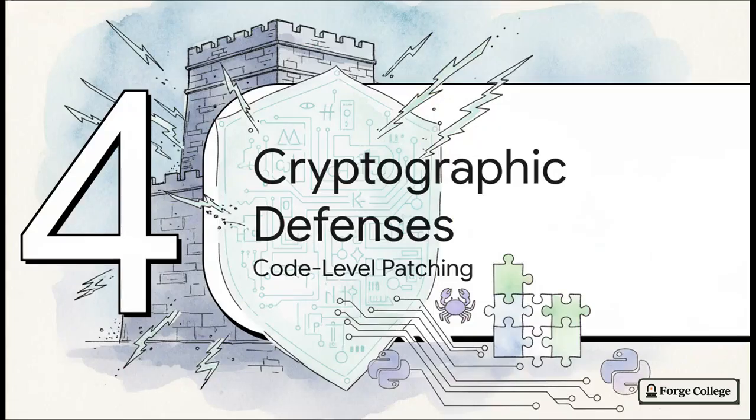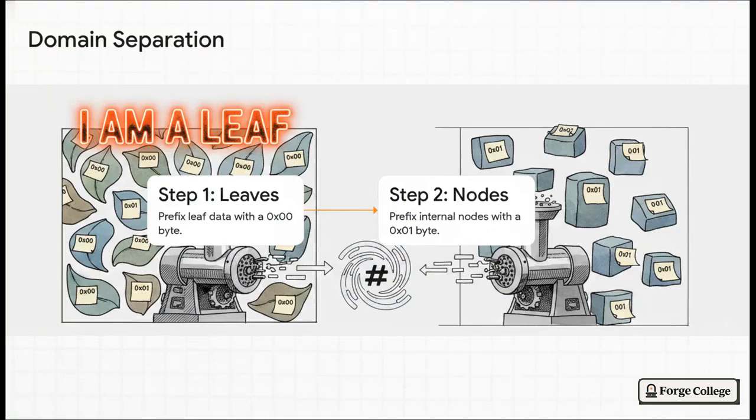Section 4. Cryptographic defenses, code level patching. All right, so we know how they try to get in. Let's shift into defense mode. First up, we have domain separation. Step 1, you prefix your leaf data with a 0x00 byte. Step 2, you prefix your internal nodes with a 0x01 byte.